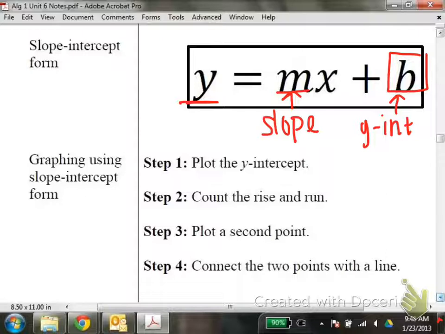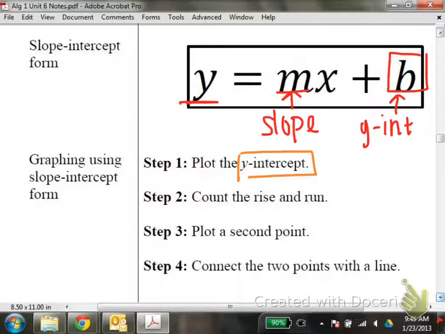Remember how I told you guys that we were going to have 3 methods of graphing? We have the table, which we did yesterday. We have x and y intercepts, which we also did yesterday. And then today is slope-intercept form, or y equals mx plus b. So how do I graph using this? First, you are going to plot the y-intercept.